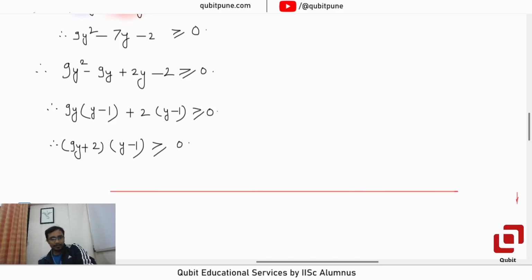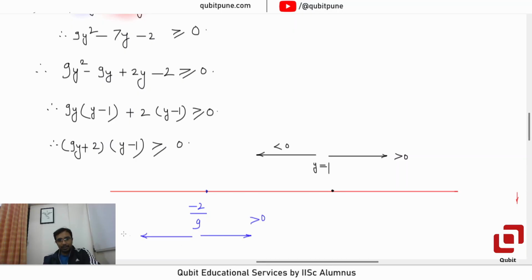Now look here. For the product to be positive, when y is equal to 1, this side is positive, this side is negative. And for 9y plus 2 equal to 0, aren't we going to get y equal to negative 2 by 9? Yes. So when y is equal to negative 2 by 9, it is 0. When it is to the right, it will be positive. When it is to the left, it will be negative. Do you get this? Yes, sir. Okay.